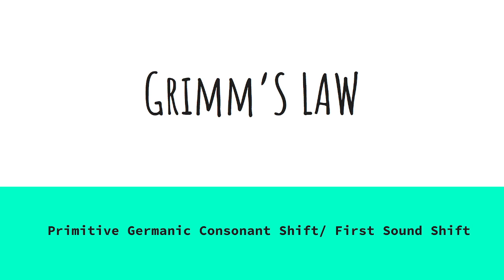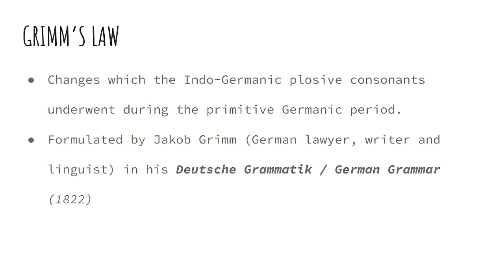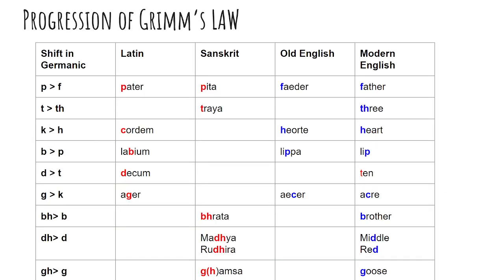The first important change is what is known as the primitive Germanic consonant shift, or the first sound shift, or Grimm's law. Grimm's law tells us about the changes the Indo-Germanic plosive consonants underwent during the primitive Germanic period. This was formulated first by Jacob Grimm, who was a German lawyer, writer, and linguist. Let's get started.